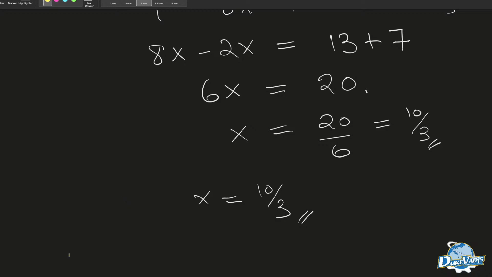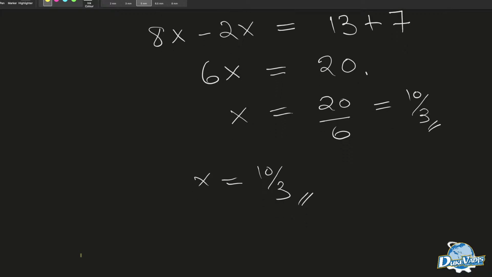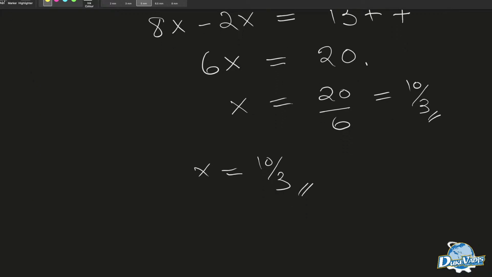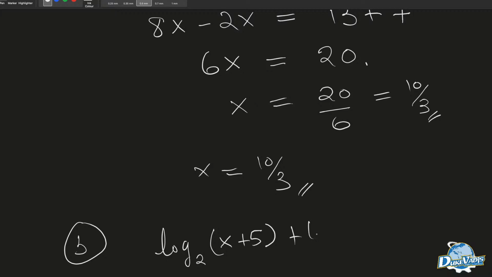Question number 5 is also for graph. So 5, we have log to the base 2 of x plus 5, then log to the base 2 of x plus 1, and it says equals 5.